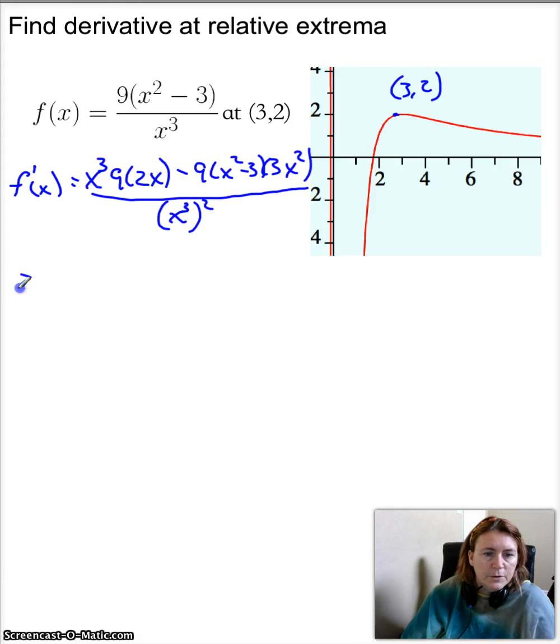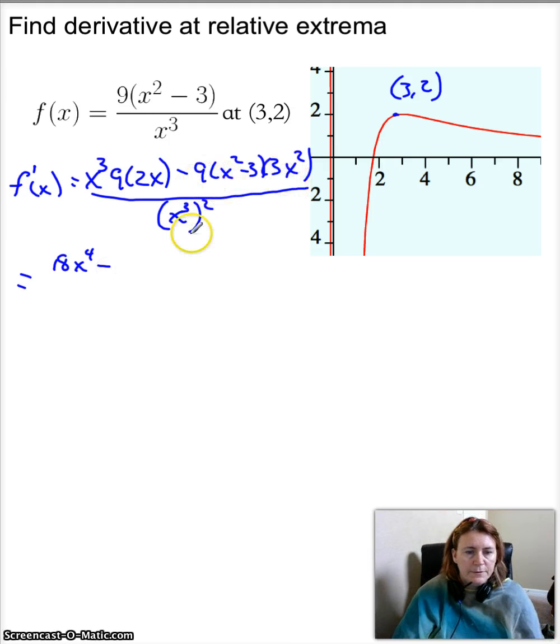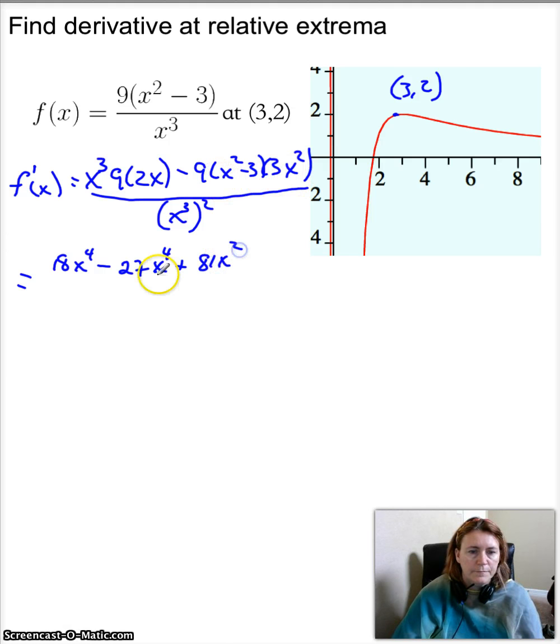Now let's multiply this mess out. 9 times 2 is 18 x to the 4th, minus 9 times 3 is 27 x to the 4th, and minus and minus, so it's going to be plus, 9 times 3 is 27, times 3 is 81, and that's x squared, divided by x to the 6th. Okay, this is ugly.